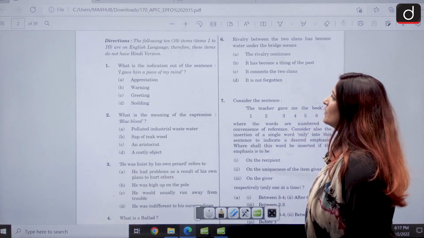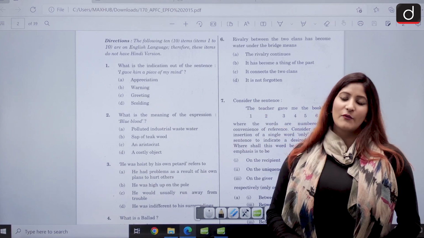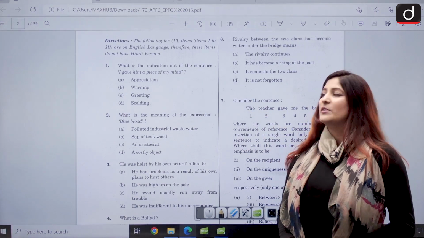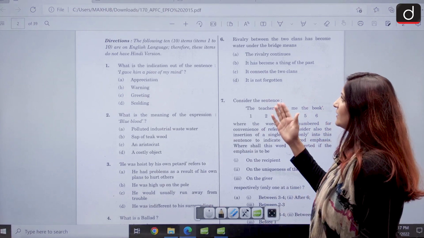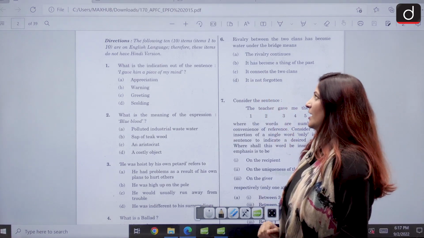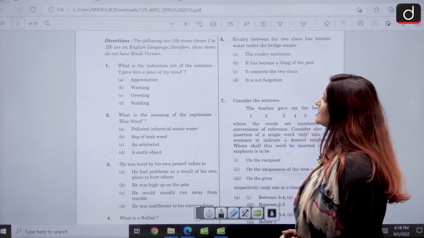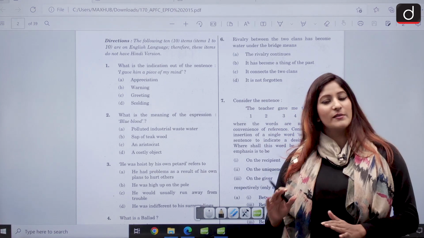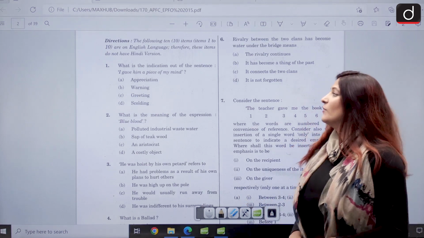All right. So this is of course English. As I've already told you, general ability, English will be a major chunk. The following 10 items, 1 to 10, are on English language. Therefore, these items do not have a Hindi version. Okay, this will be purely in the English language.